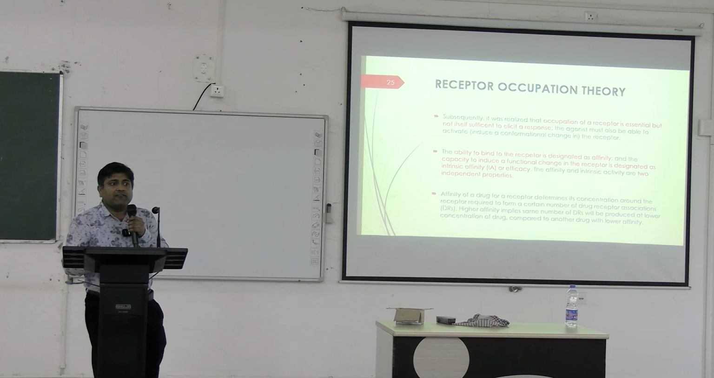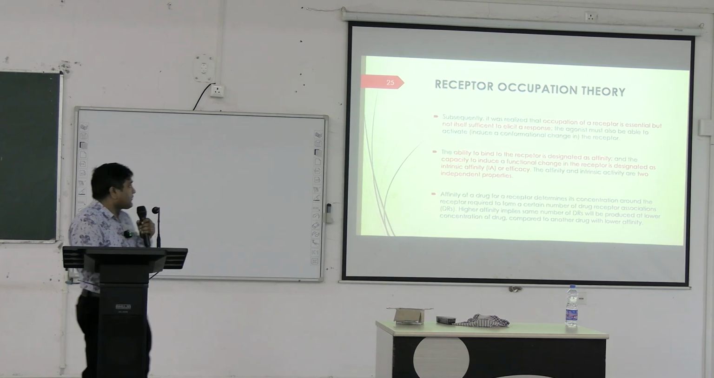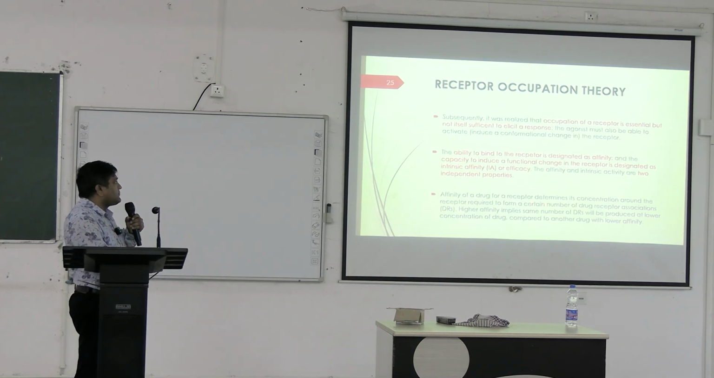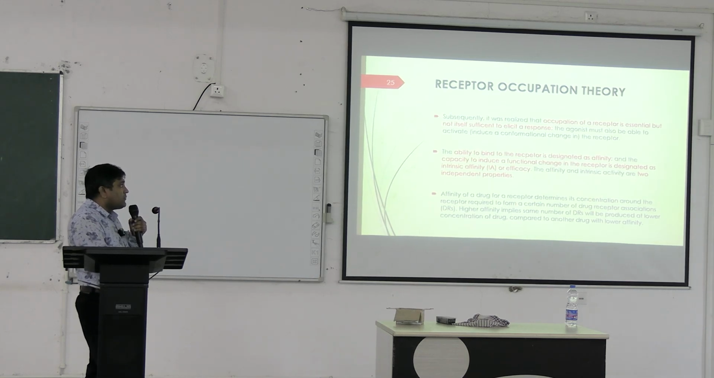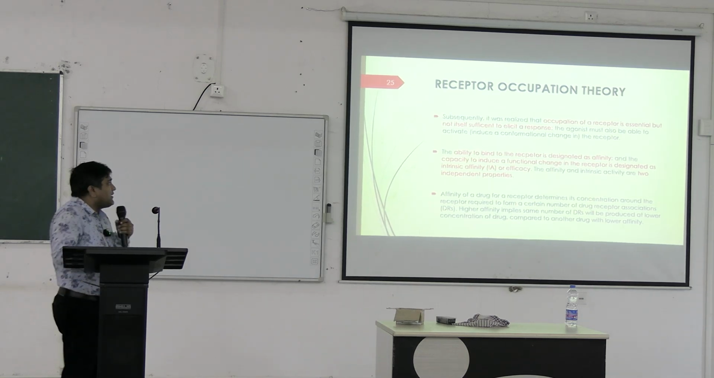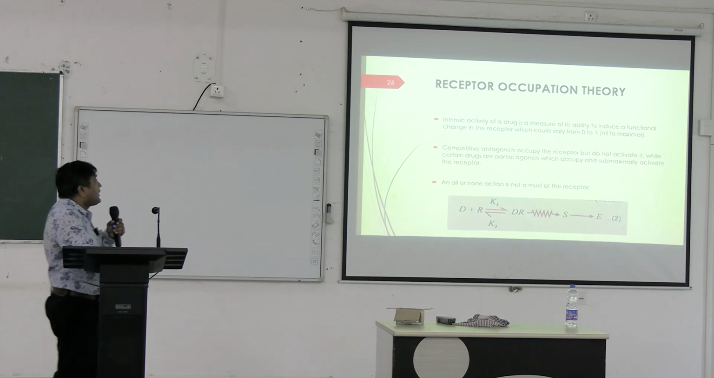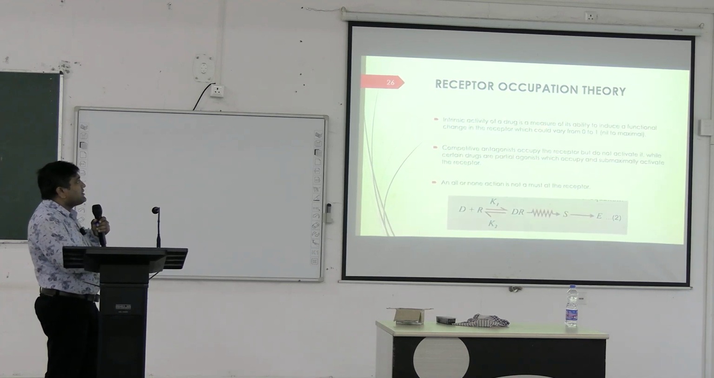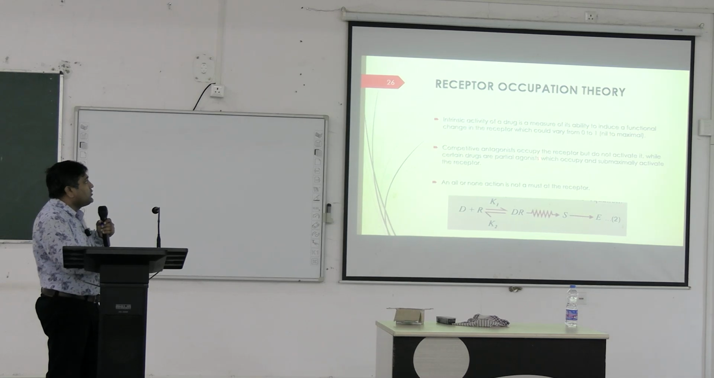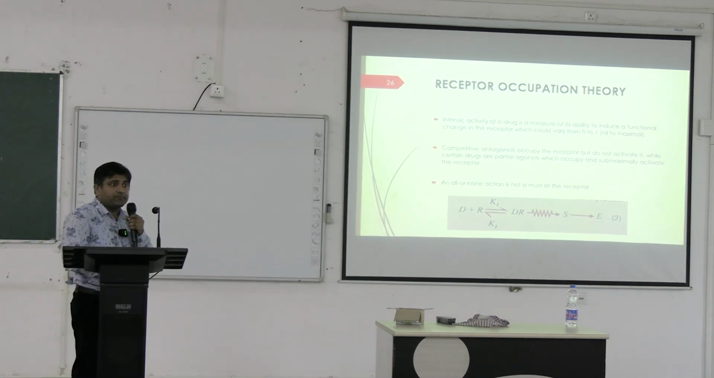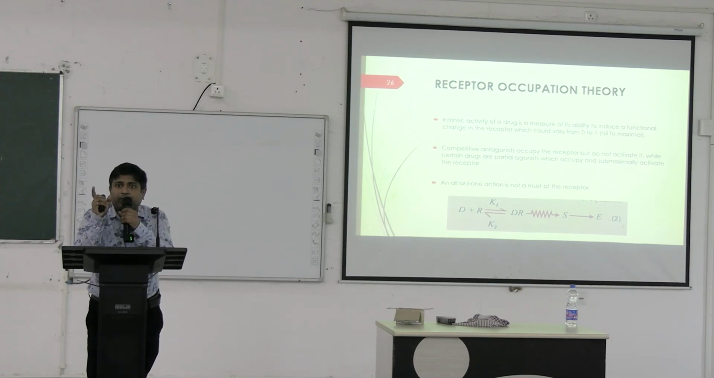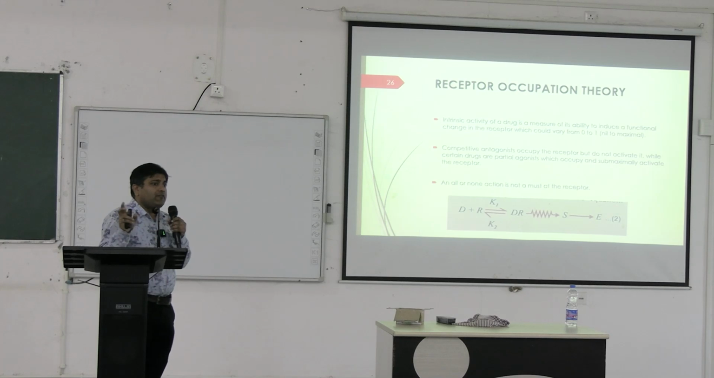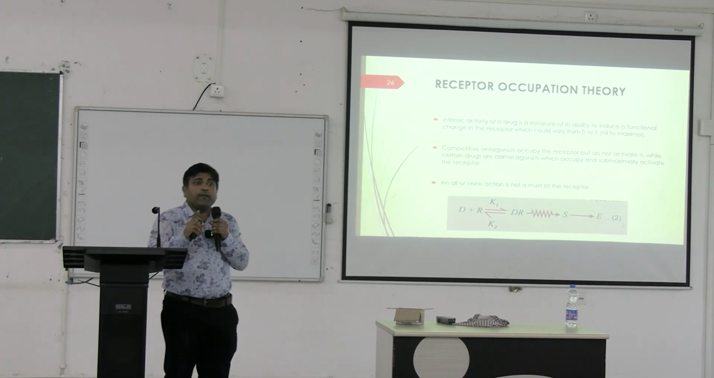Affinity and intrinsic activity are two different things. Affinity of a drug for a receptor determines its concentration around the receptor required to form a certain number of drug receptor associations. Now, intrinsic activity of a drug is a measure of its ability to induce a functional change in the receptor. This intrinsic activity is shown numerically from 0 to 1. 0 means basically no activity and 1 means maximum.